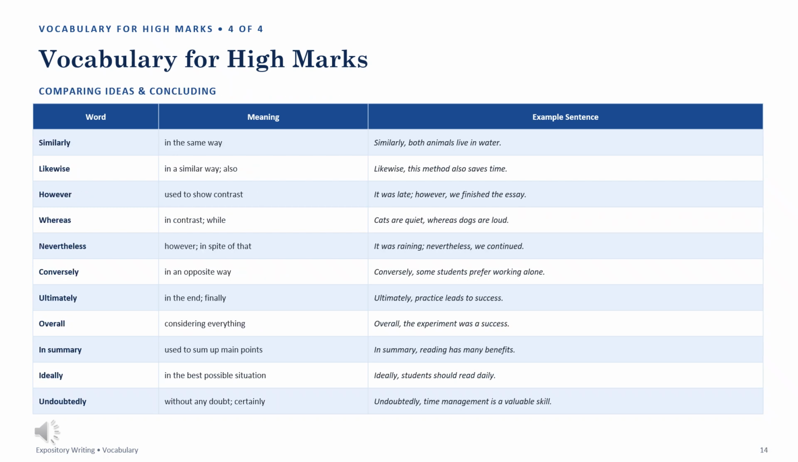Our final vocabulary set is for comparing ideas and concluding. When showing similarities, use similarly or likewise. For showing contrast, use however, whereas, nevertheless, or conversely. For example, cats are quiet, whereas dogs are loud.